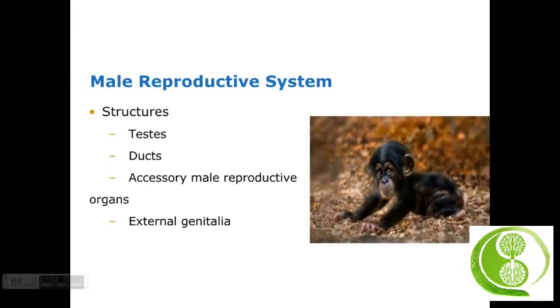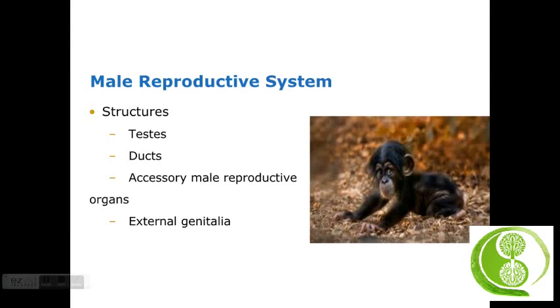Okay, structures of the male reproductive system include the testes, the ducts, and the accessory male reproductive organs, which are the external genitalia. The accessory male reproductive organs and the external genitalia.